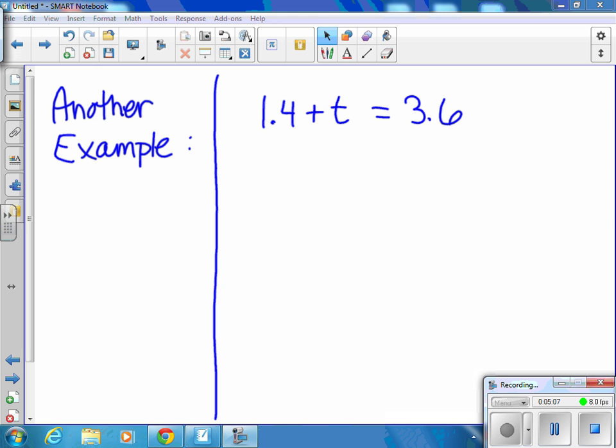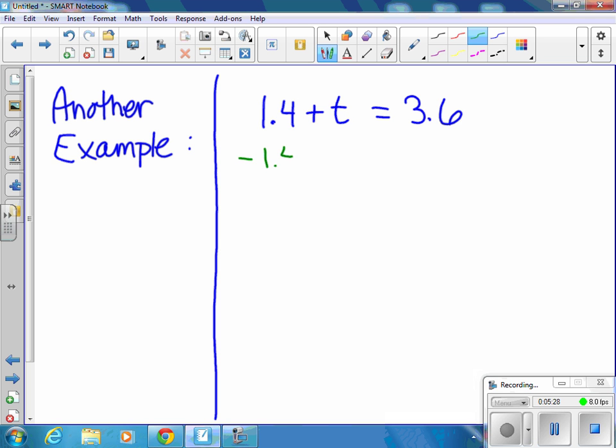Okay, here's another example. I have 1.4 plus t is equal to 3.6. Do not let decimals or fractions or anything like that throw you off. It's the same thing. I have 1.4, he has to go because t needs to be all by himself. So since that's a positive 1.4, I need to subtract 1.4. That's the same thing as adding a negative 1.4, but I can also just do it as subtraction. That's my additive inverse. I'm also going to subtract 1.4 from the right-hand side of my equation because I have to keep it balanced on both sides.